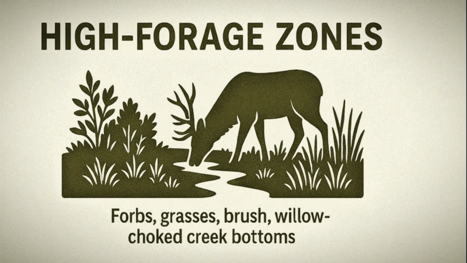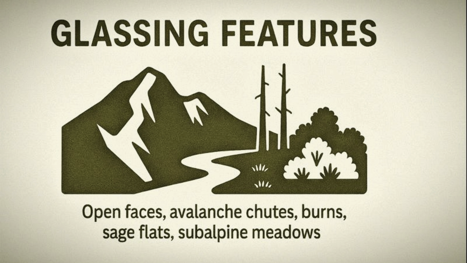Number 56 is your high forage zones. Those are your areas rich in forbs and grasses. They are key feeding zones to locate herds. Number 57 is glassing features. Those are open terrain allowing long-range observation. Hunters want to use those to find the animals efficiently.